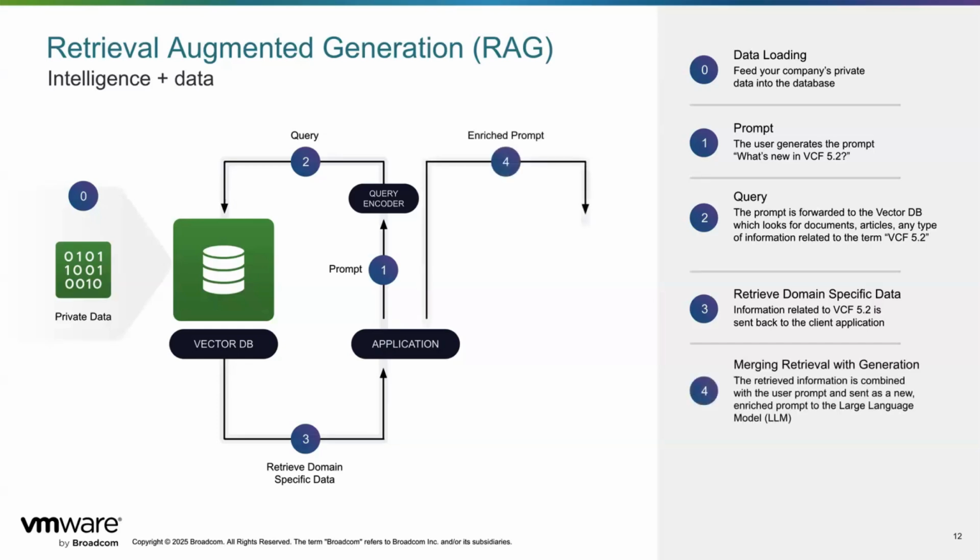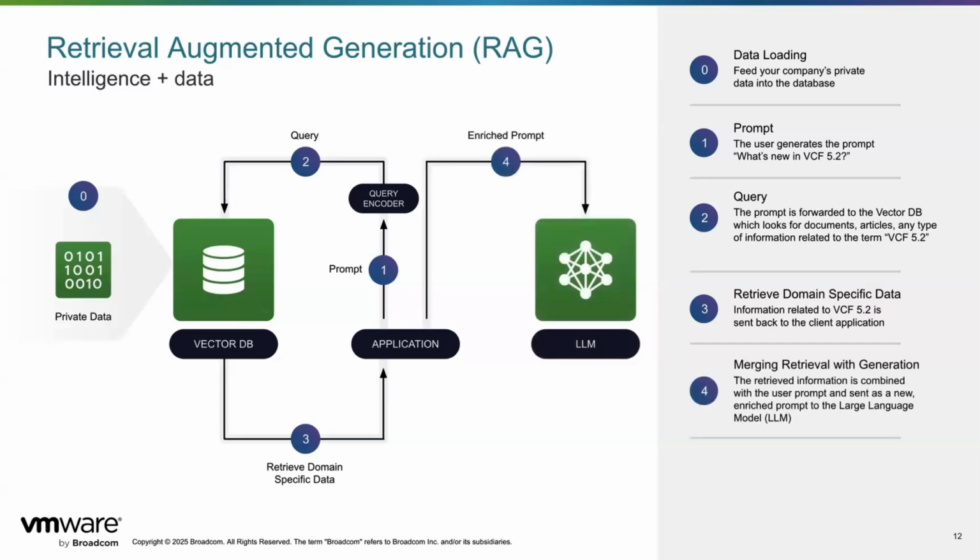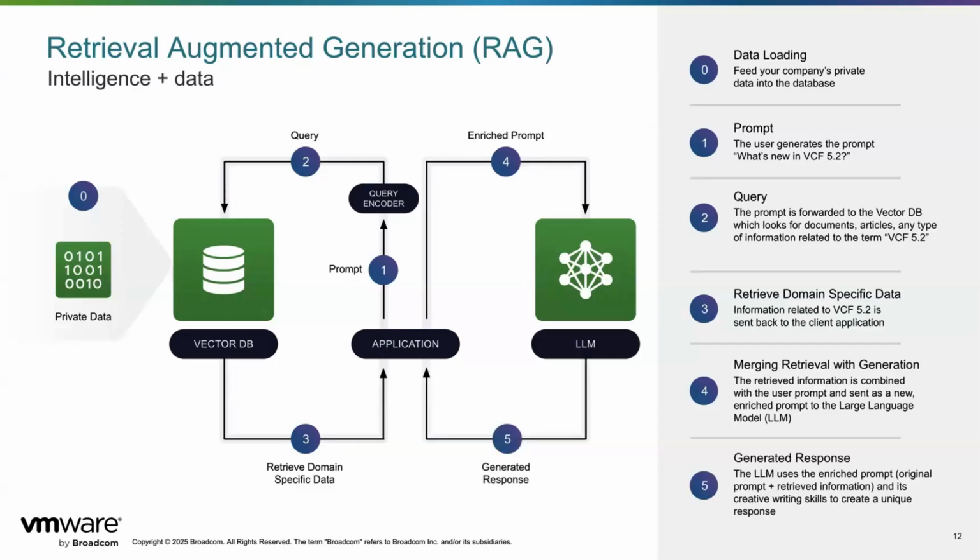Well, now I can go and give that data to the large language model in a sort of enriched prompt. So I can say to the LLM, what's new in VCF 5.2? Here is some relevant data to answer your question. And now the LLM can synthesize all of that data and give us a really clear response.